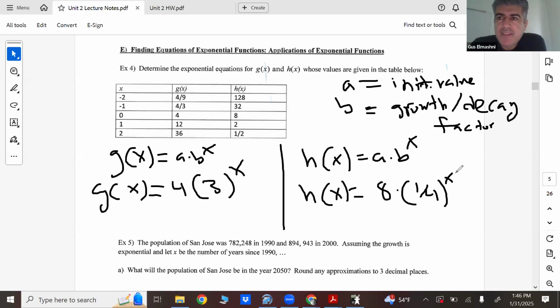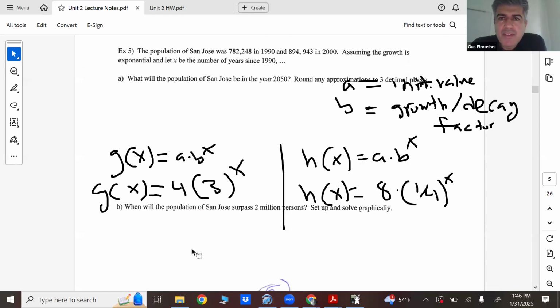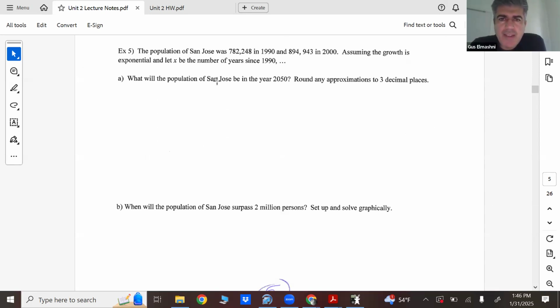All right. So example 5. Population of San Jose in 1990 was that. In 2000 was that. Assume the growth is exponential. Let x be the number of years since 1990. Okay. So what will the population be in 2050?